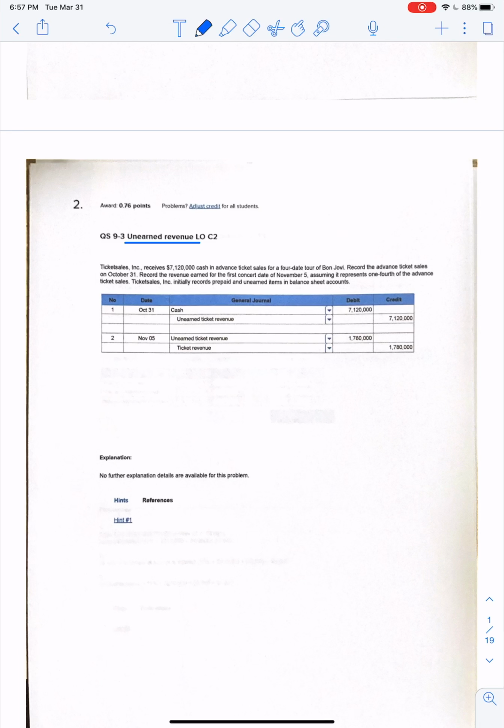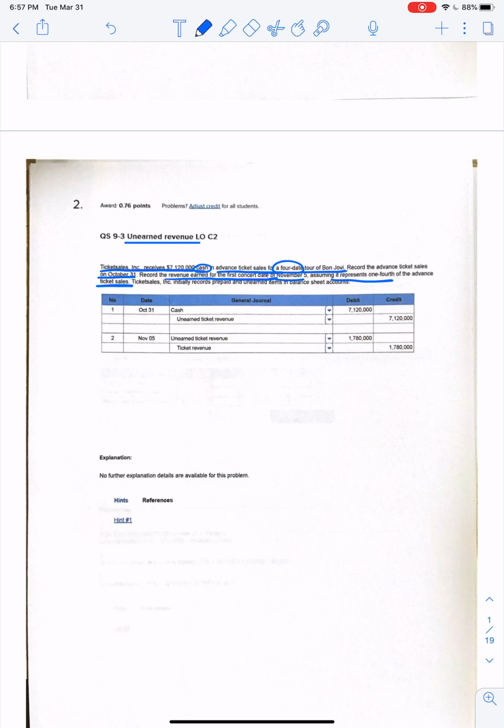So what we see here is that Ticket Sales Inc. received $7,120,000 in cash in advance for ticket sales for a 4-date tour of Bon Jovi. So we're going to record the advanced ticket sales on October the 31st, and then we're going to record the revenue earned for their first concert date on November the 5th, and we assume this is 1/4 of the advanced ticket sales.